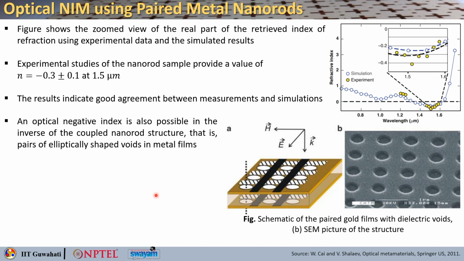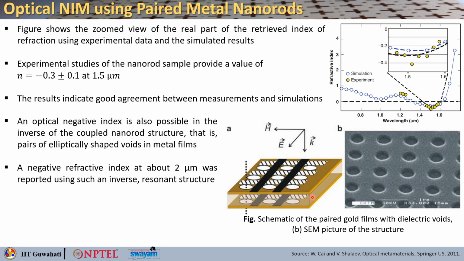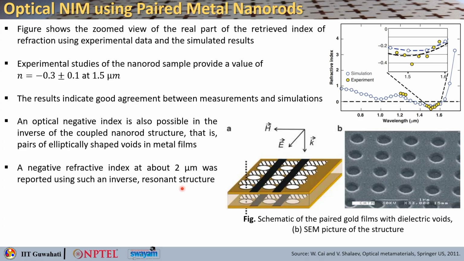Okay, so the optical negative index is actually possible in another kind of structure as well, which is called the inverse of the coupled nanorod structure. You can think of an inverse structure that is nothing but a pair of elliptically shaped voids, meaning holes that you are making on metallic films. In this case, a negative refractive index at about 2 micron was reported. 2 micron is typically in the near infrared to mid IR range. I think this is in the NIR range anyway, it's close to 1.5 and here you get 2.